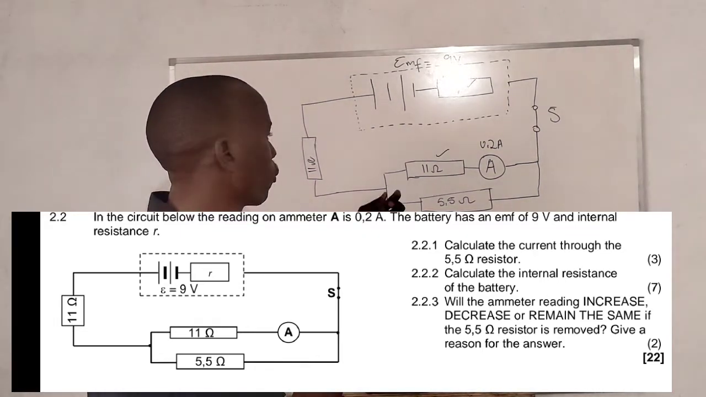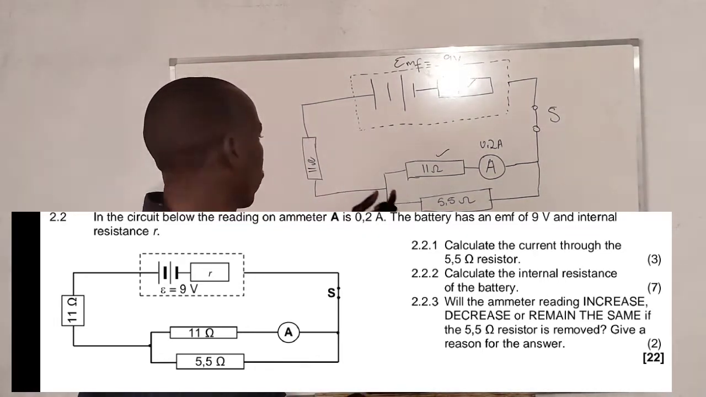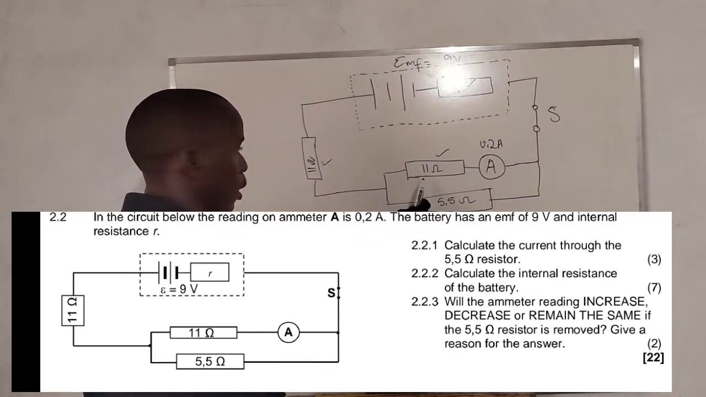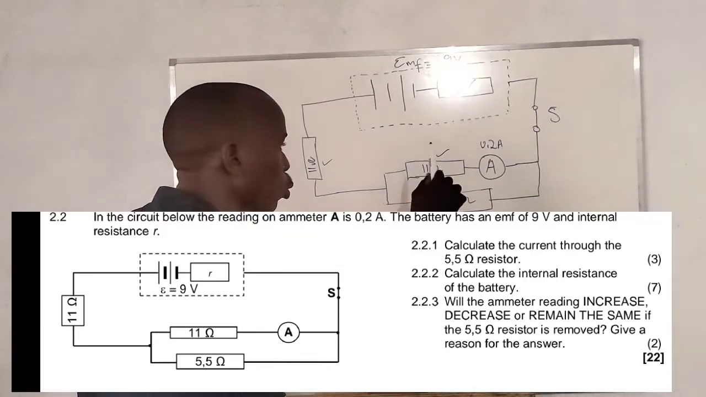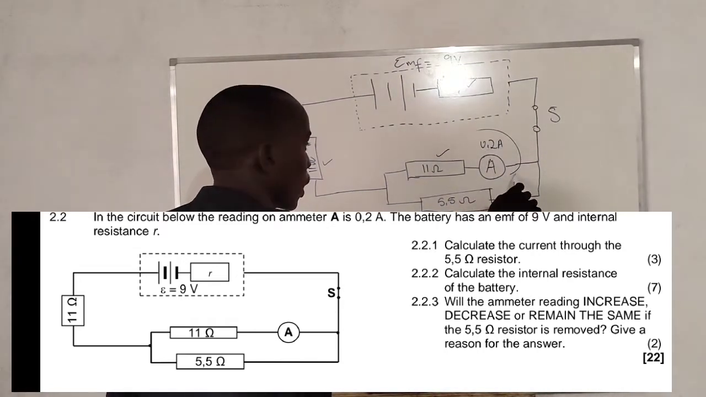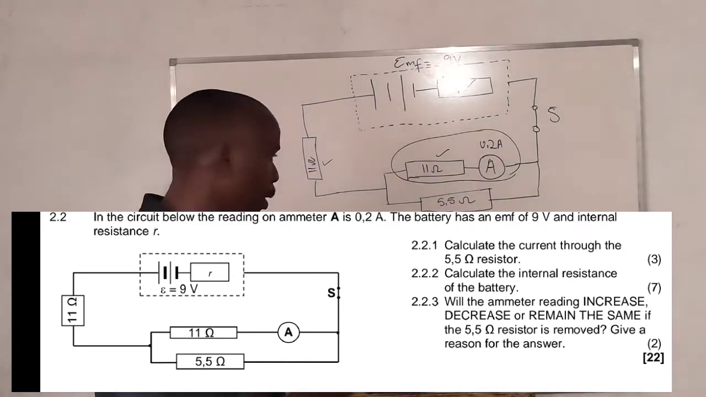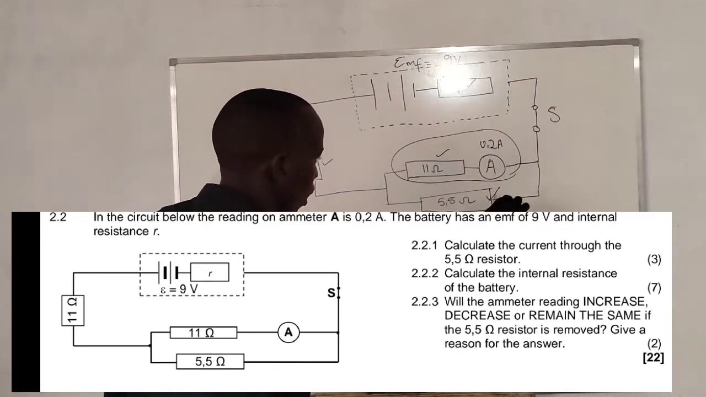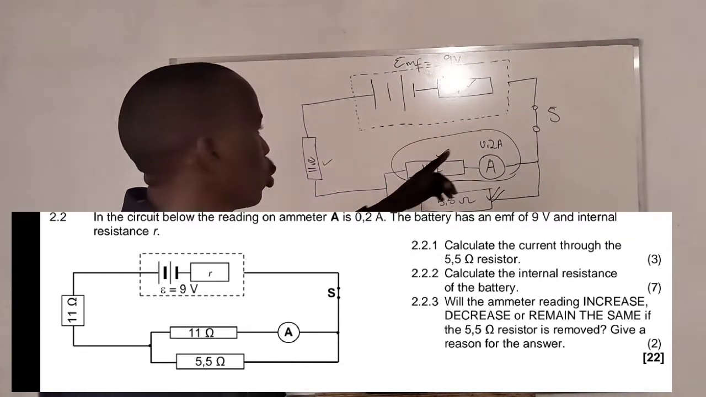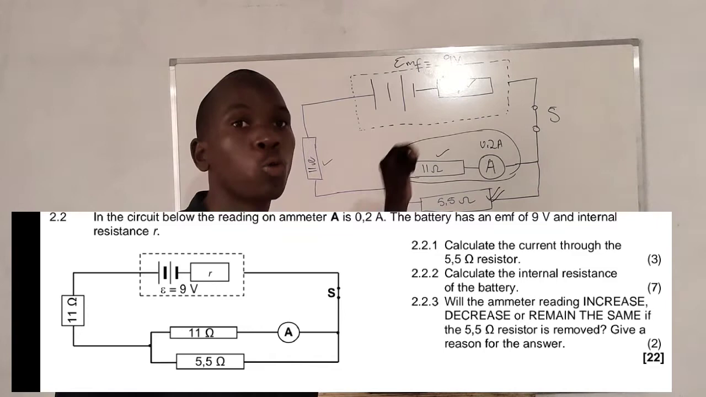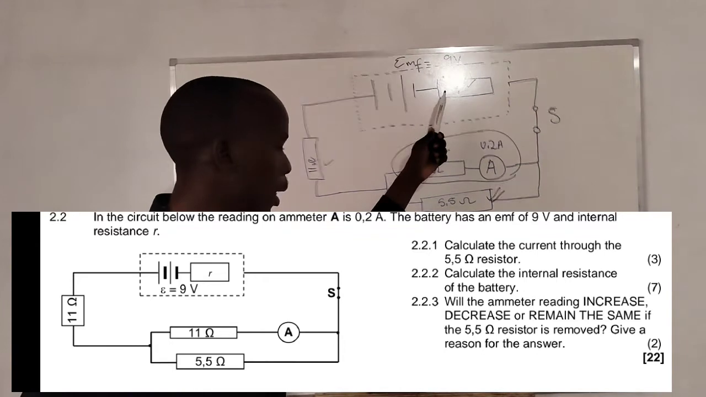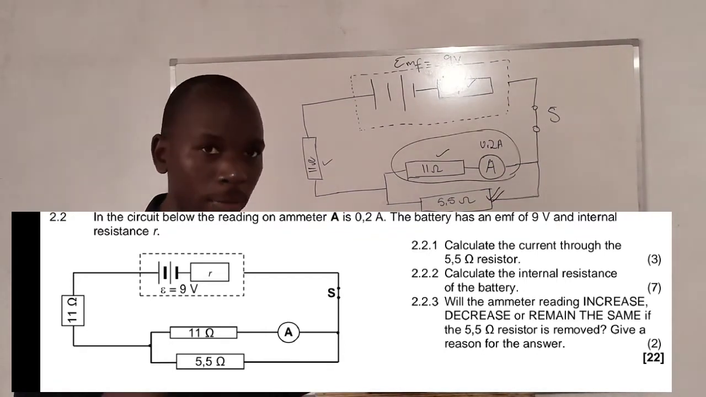Also here we've got three external resistors. One of the resistors is 11 ohms, and the second resistor is also 11 ohms, and the current passing through this resistor only is 0.2 amperes. Then we've got this resistor here, which is 5.5 ohms. So we've got three external resistors. The switch S is closed, and I have already defined the term internal resistance in my previous video.